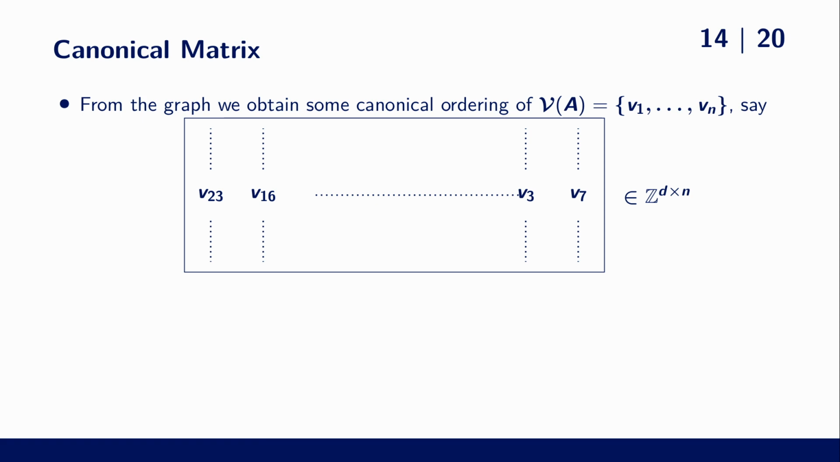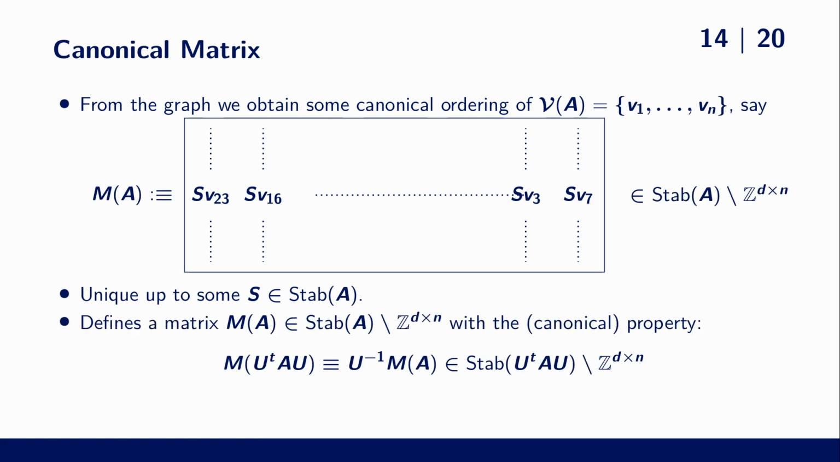And suppose this looks like the following. Now we know that this canonical ordering of the graph is unique up to the stabilizer of the graph, which is isomorphic to the stabilizer of the original form. And actually, if you translate this back, then this means that this ordering is unique up to some element of the stabilizer. So this defines a matrix up to the stabilizer of A that has the following canonical property, namely this transformation property that the characteristic vector set had. However, in this case, it is a property of a matrix and not under set equivalence.